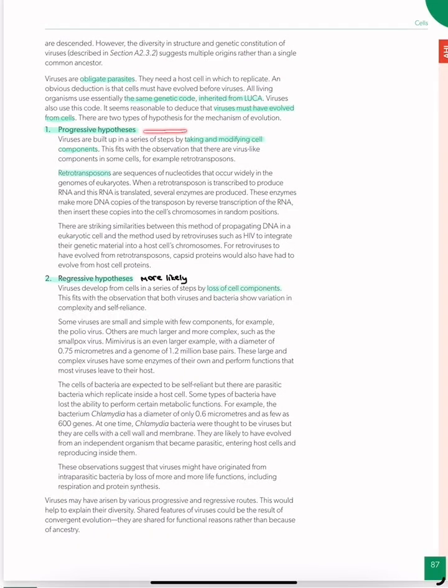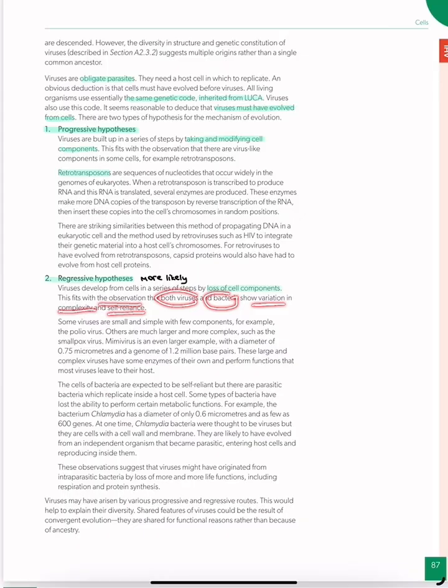The evidence for several origins of viruses from other organisms. We have 2 different types of hypotheses. One is progressive and one is regressive. Scientists think that the regressive hypotheses are more likely to be accurate. So the progressive hypotheses mainly include the idea that viruses were built up in a series of steps by taking and modifying cell components. And the regressive hypotheses support the idea that viruses developed from cells in a series of steps by loss of cell components. This fits with the observation that both viruses and bacteria show variation in complexity and self-reliance.